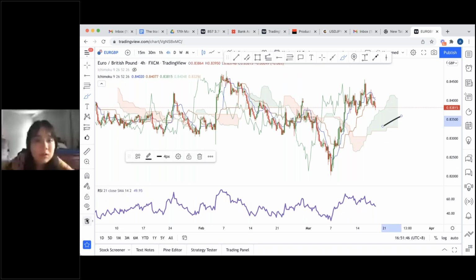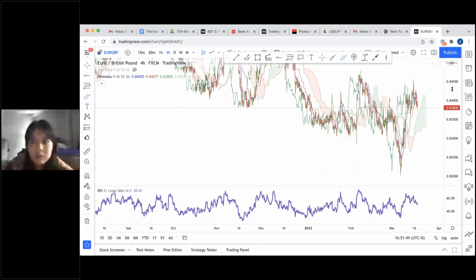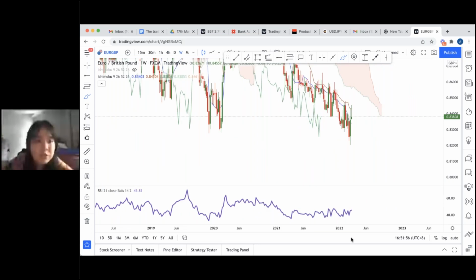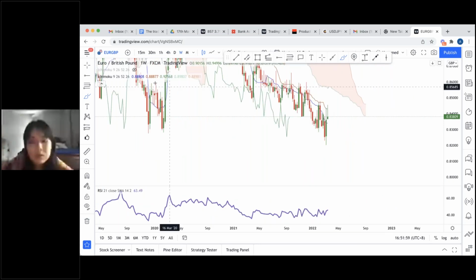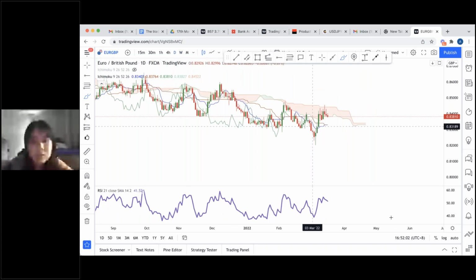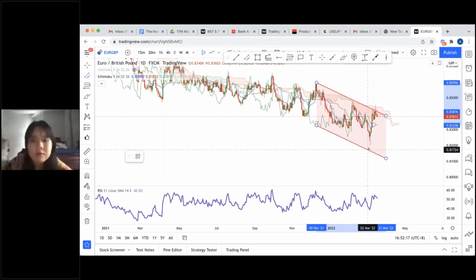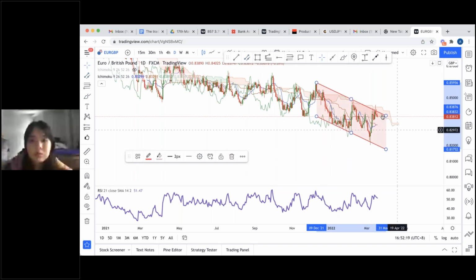Okay. So Euro pound on the larger time frame, we are seeing that it's on bearish momentum. But if we're on daily, okay, I'm also seeing it's at a resistance level. Okay. So I see a channel here, right? And the resistance level is here. So potentially could be going in for a short.